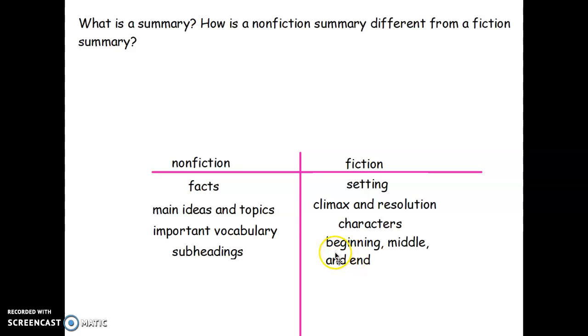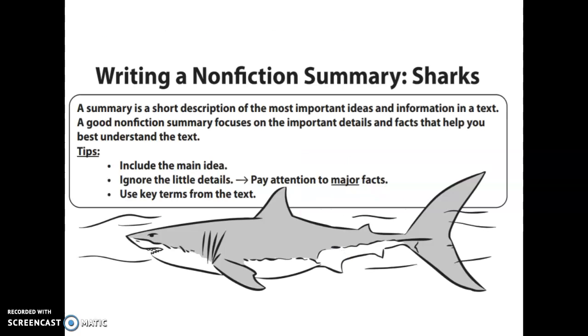So if you're writing a nonfiction summary, you're not really worried about beginning, middle, and end. You still want to write it in order, but you're really focused on these subheadings and the key details and the important information. So let's take a look at a nonfiction summary, and we're going to read something about sharks. First, I want to show you some key vocabulary words on this notes page.